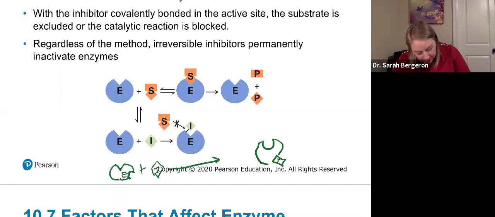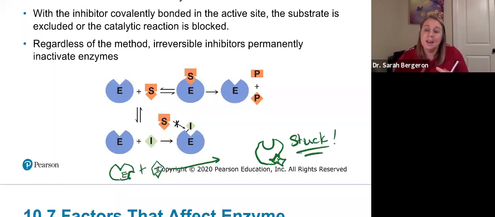And then we have this square inhibitor stuck inside of the enzyme, but it's covalently bound. So this will never revert back to its original shape. It's stuck because it's covalently bound. It's in the pocket, whether it's in the primary active site or in that secondary site, it doesn't matter. Irreversible inhibitors permanently inactivate our enzymes.